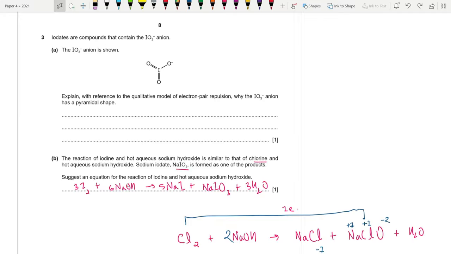Explain with reference to the qualitative model of electron pair repulsion, VSEPR theory, valence shell electron pair repulsion theory, why the IO3 minus anion has a pyramidal shape. Come on, let's try to figure this out.